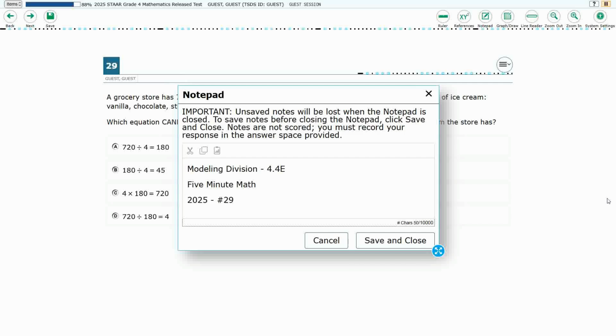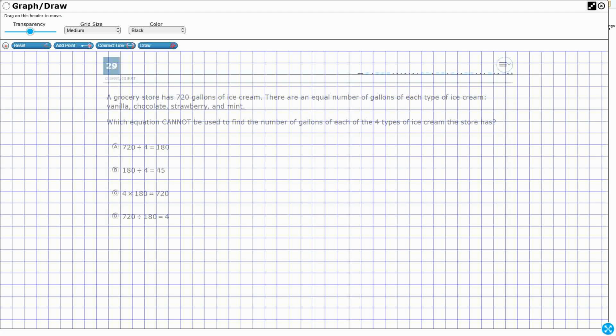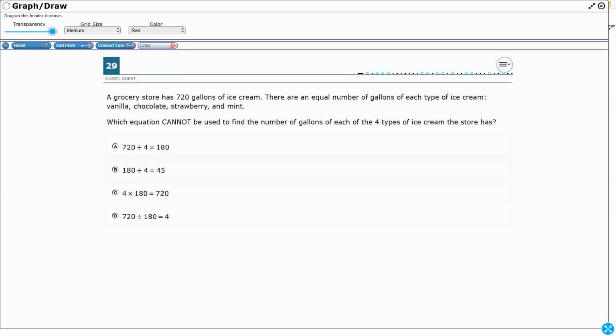Today we are looking at the fourth grade concept of modeling division. This is standard 4.4E in the great state of Texas, and we are using item number 29 of the 2025 released STAAR test. If you haven't done so already, please go ahead and take a moment to pause the video, work this problem out on your own, unpause it, and we will look at our answers together.